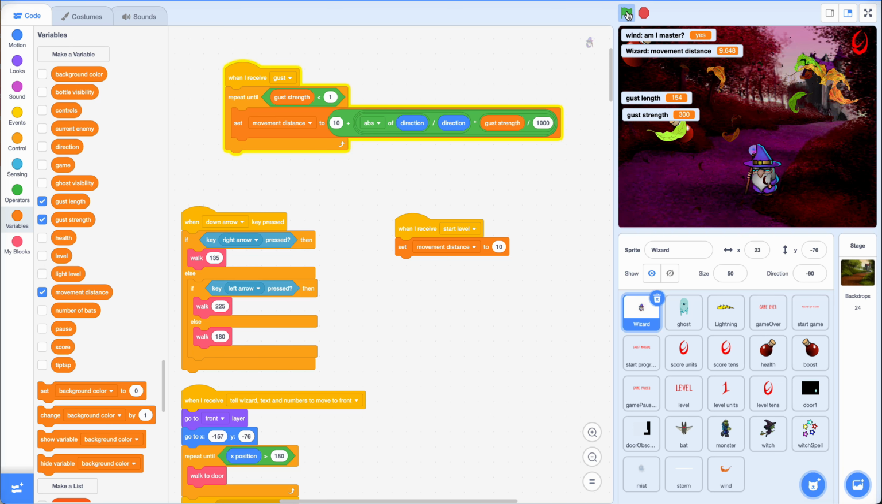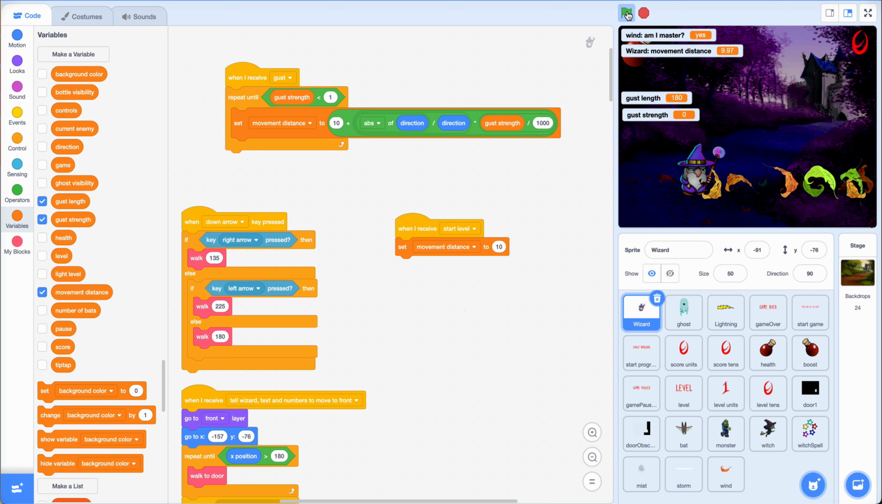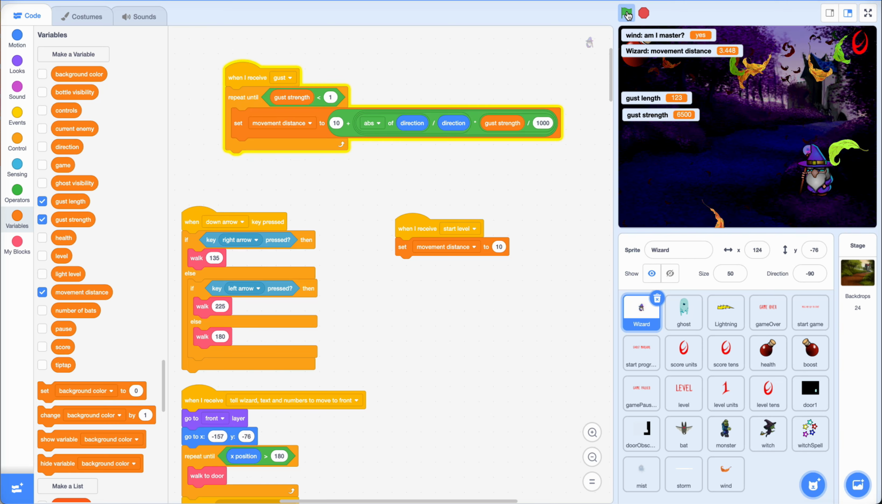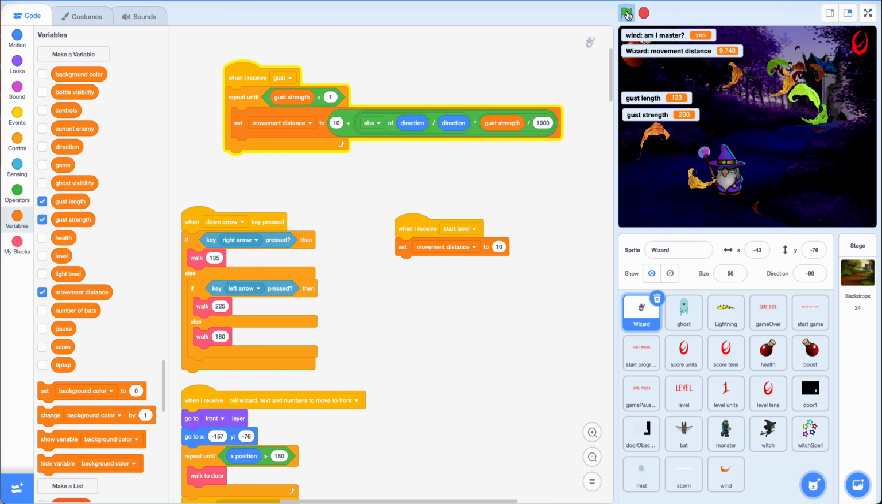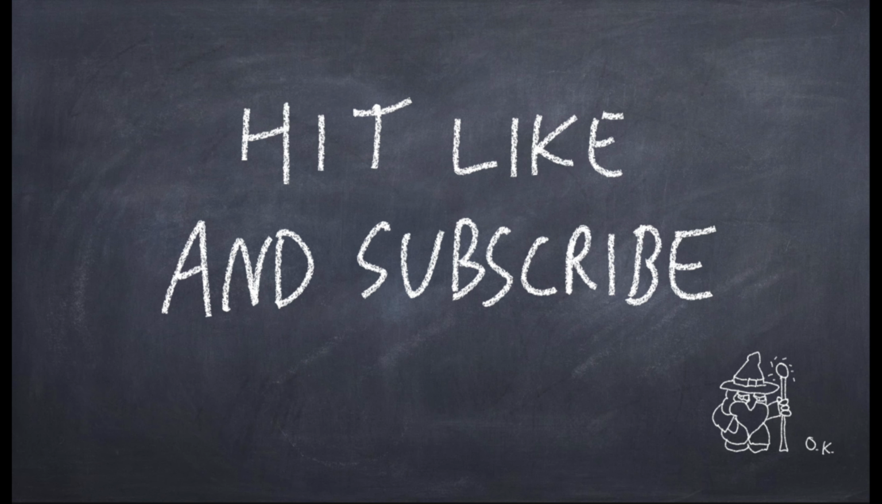So you can see when the wind is strong, it's hard for him to move against it. But it's very easy for him to move with it. It actually moves him faster when he's moving with the wind. Now I'm a little bit worried about it blowing him way off screen. So we'll fix that in the next video. I'll see you there.